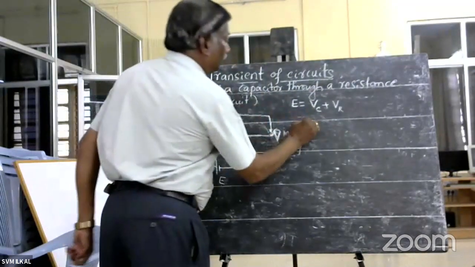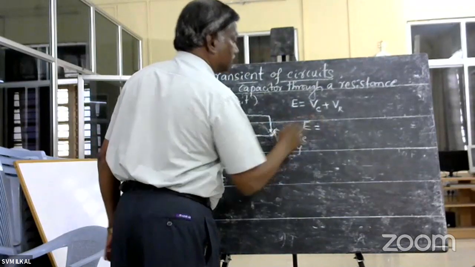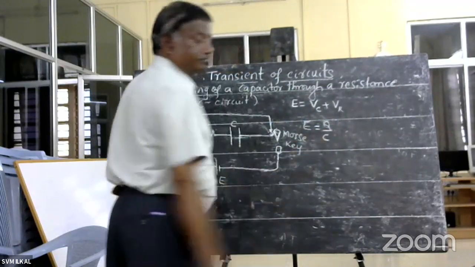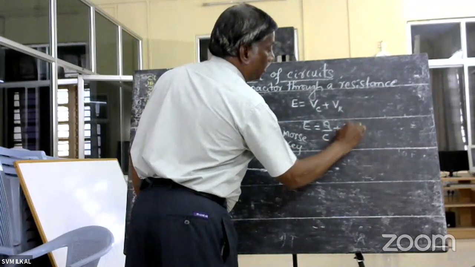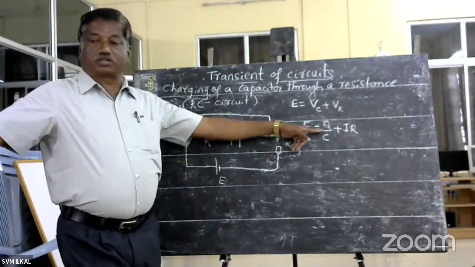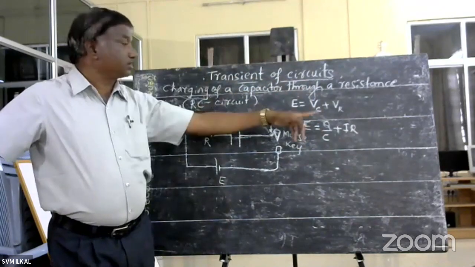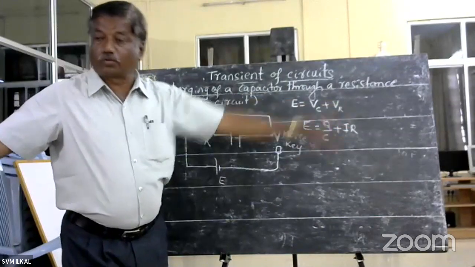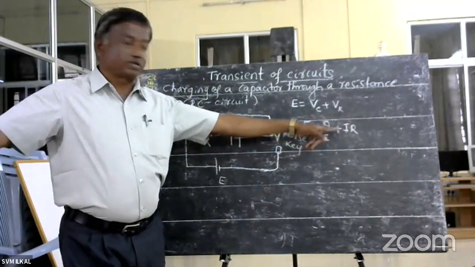Okay. Now, as per the equations, as you know already, three important equations. Voltage across the capacitor is considered as what? Q by C. And voltage across the resistance is what? That is IR. Okay. The ratio of the quantity of charge stored in the capacitor to the capacity of the capacitor is the voltage across the capacitor. And the product of the current and resistance is the voltage across the resistance. That is, the equation shall be E equal to Q by C plus IR.